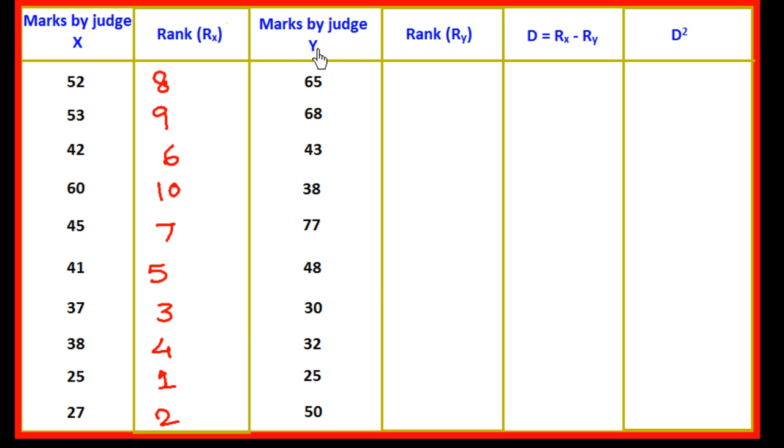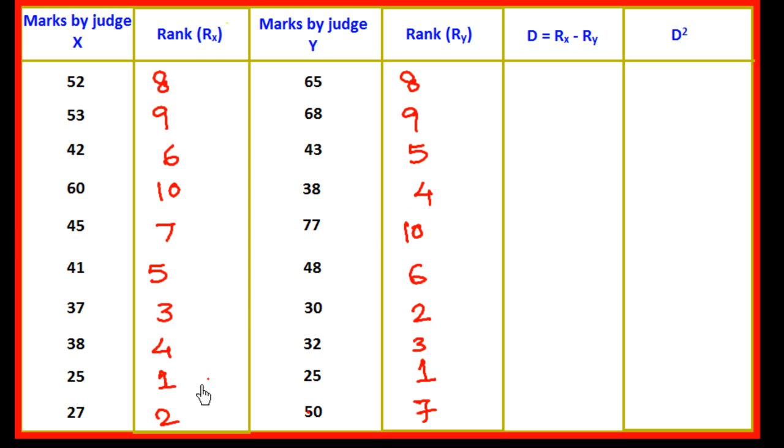Now in the marks by judge Y, we give the ranks. In the tens place we have 2 here in 25, so we give rank 1. After 25, 30 and 32, so we give it 2 and 3, then 38 gets rank 4. After 38 we have 43 and 48, so 43 gets 5 and 48 gets 6, and we have 50, so it is our 7th rank. After 50 we have 65, which gets 8th rank, 68 gets 9th rank, and 77 gets 10th rank.